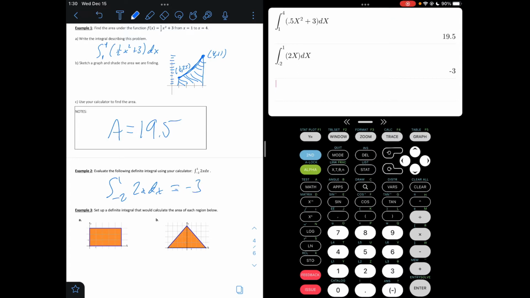All right, so we haven't really talked about a negative answer yet. Negative just means that there's going to be more area underneath the x-axis than above the x-axis. That's something else that we'll talk about much more in depth as we move forward in this chapter.